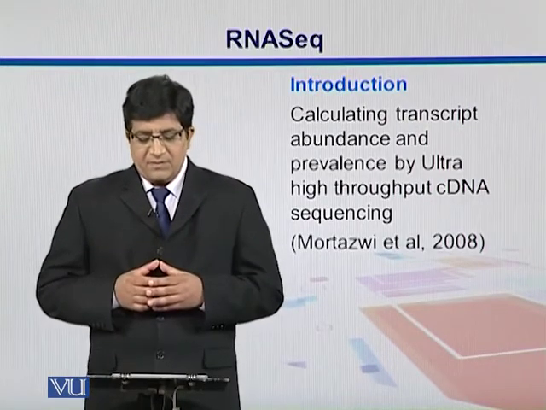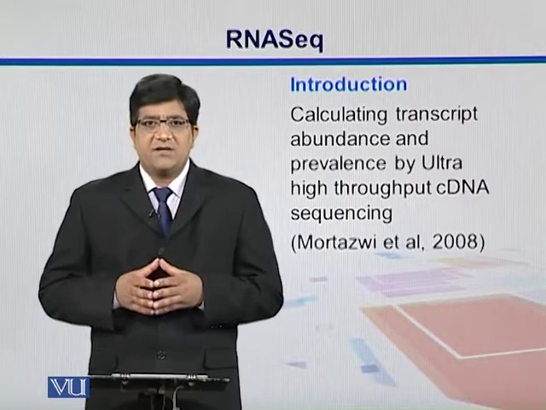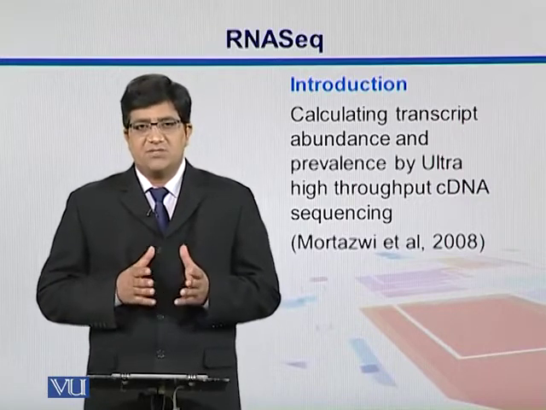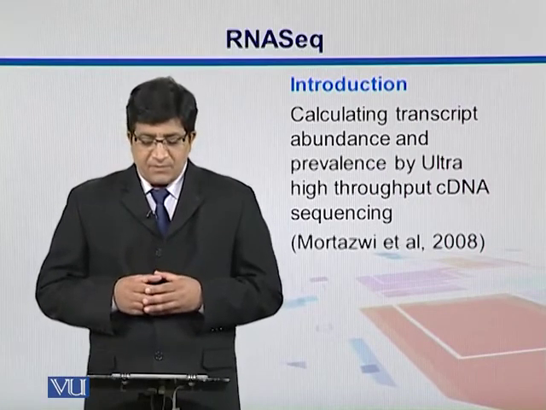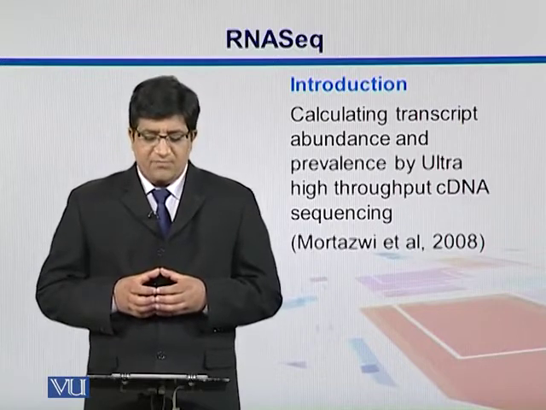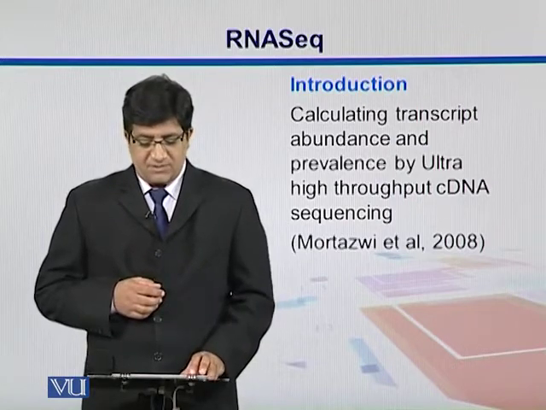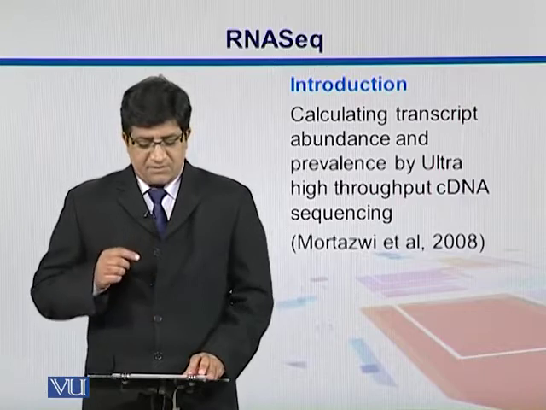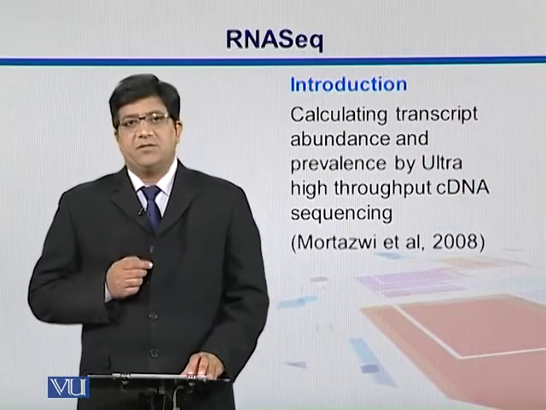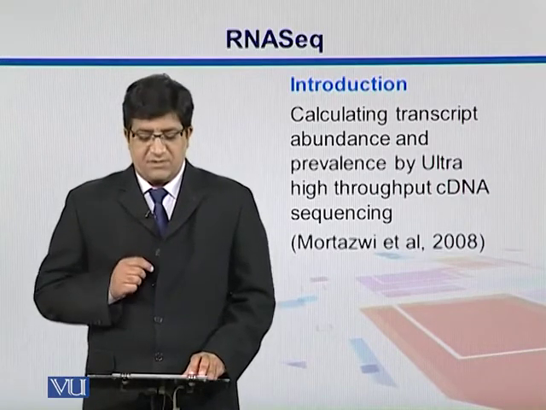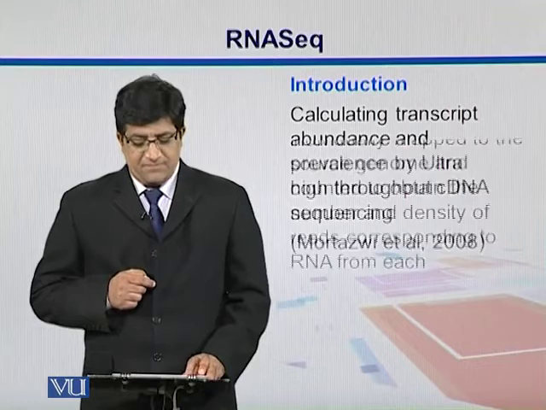So here is a new technique, that is RNA-Seq, RNA sequencing. Seq here represents that we get the sequences of the RNA while using next generation sequencing machines like Illumina or 454, etc. So it's calculating transcript abundance and prevalence by ultra high throughput cDNA sequencing, as Mortazavi et al. has said. This was the first of the pioneering papers. There are two of them, and they appeared together, this Mortazavi et al. and then Wang et al., where this RNA-Seq technique was described in detail.